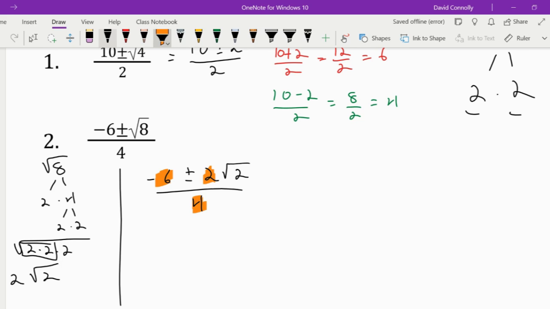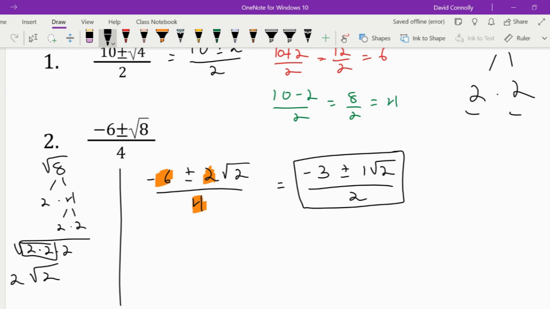And in this case, I know that all of those numbers are divisible by 2. And so that's what I'm going to do to get our final answer. It's going to become -3 plus or minus 1 square root of 2 all over 2. And this is the completely simplified form of that expression.